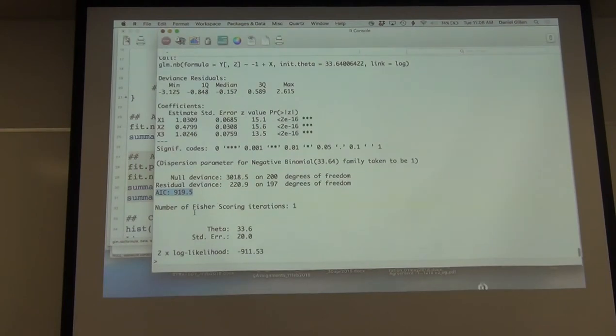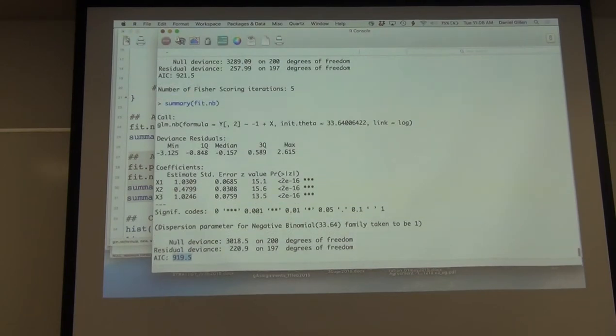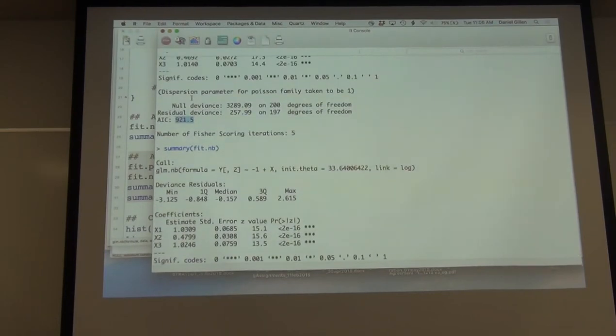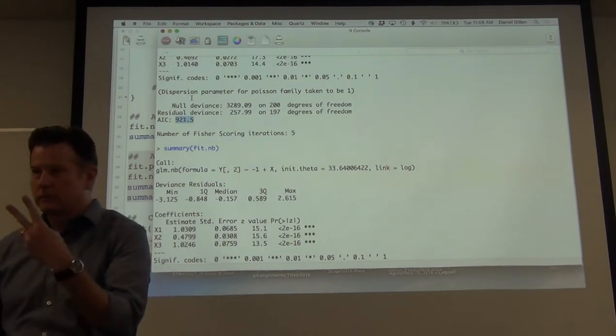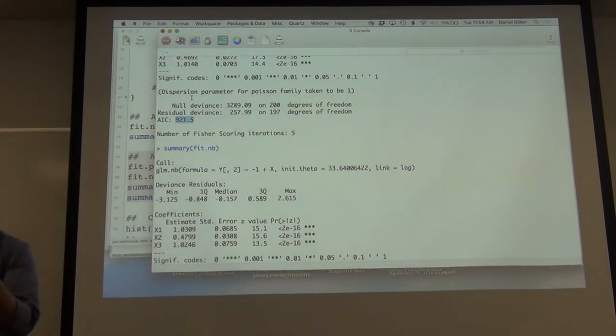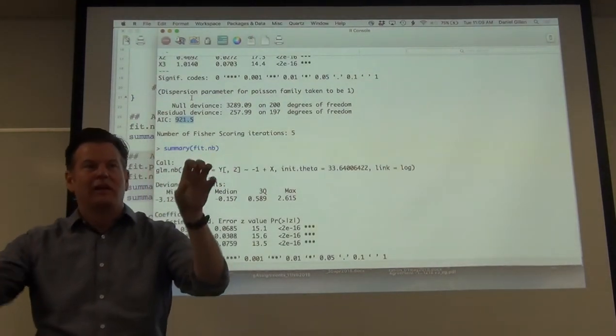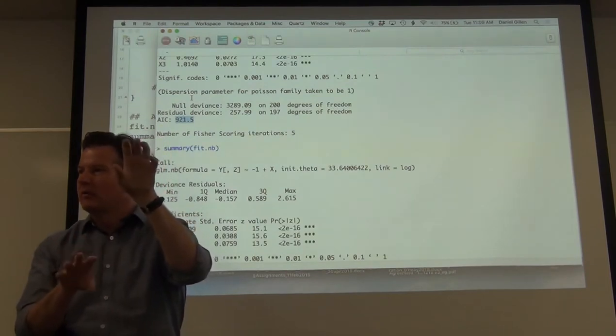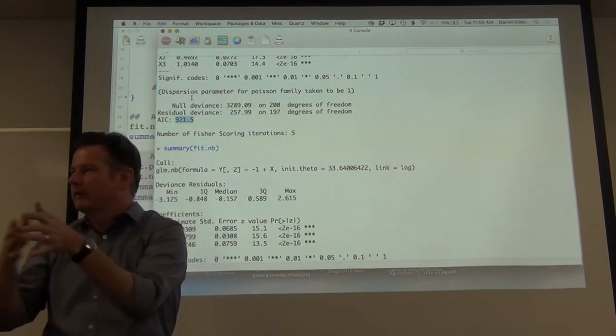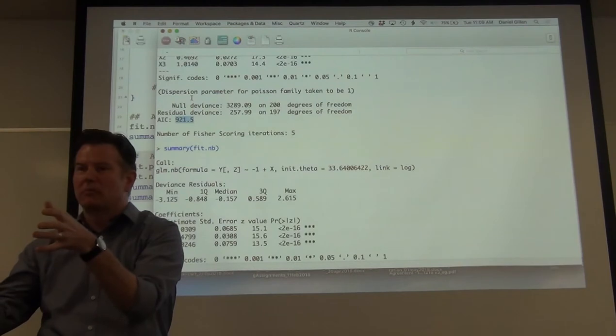Okay. So you look at the AIC for the negative binomial model, that's 919. You look at the AIC for the Poisson model, that's 921. So the difference in minus 2 times the log likelihood of those two things is really 2, not 37. You guys with me? So what's happening is the saturated models, and you can see it in the null model difference, are coming up different, and that's because there's an extra term coming from that gamma expansion in the negative binomial.